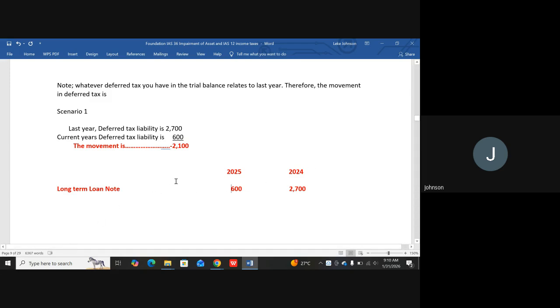What does it indicate? Somebody that can think will say, okay, if it's like this, it means that they have paid part of this liability. The liability last year was 2,700, but now it has reduced to 600. That means that they must have paid something. So that is what we are showing, the movement. The movement is minus 2,100. Are we together? Does it make sense at all? Or it's like magic?